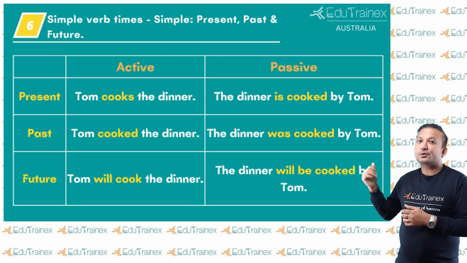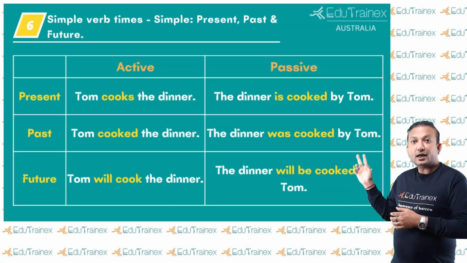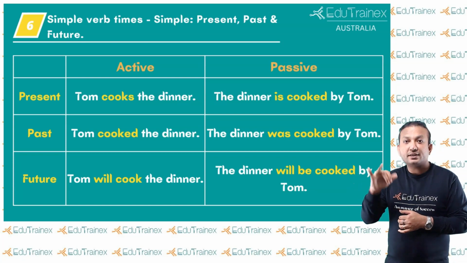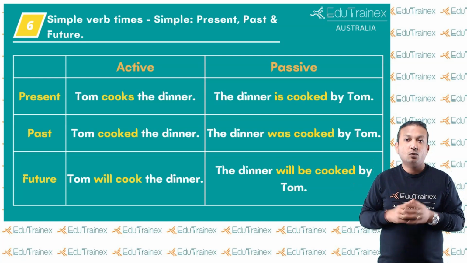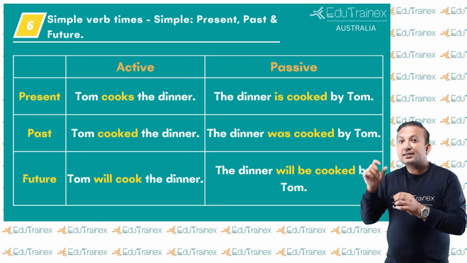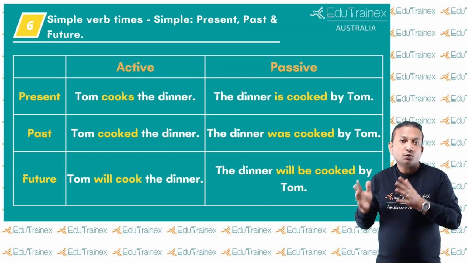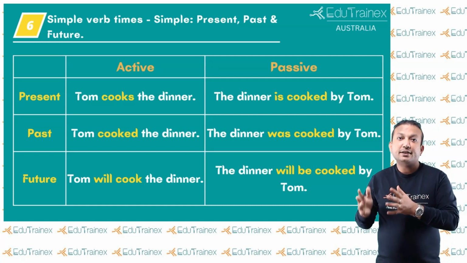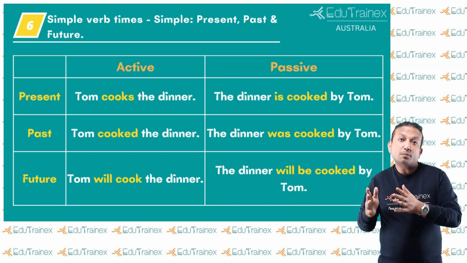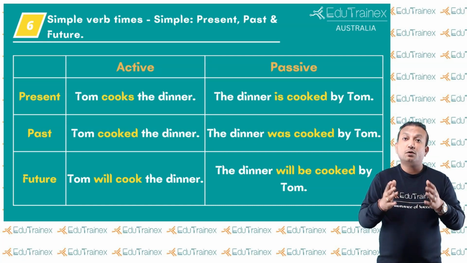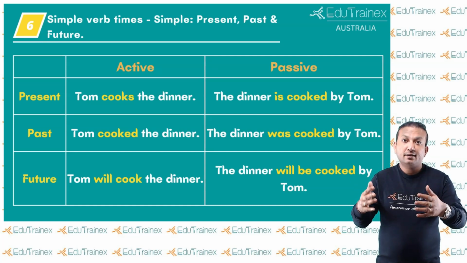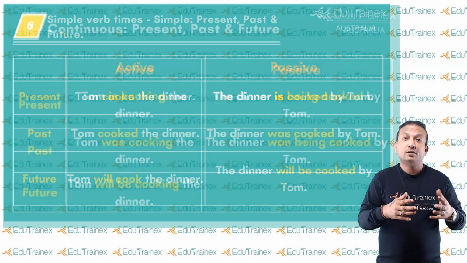Let's see some examples on the screen now. See how active and passive voice changes depending on past, present, and future tenses. Watch closely how every time in passive voice, simple past tense is used. Tom cooks the dinner, the dinner was cooked by Tom. So that's present. Now, Tom cooked the dinner, the dinner was cooked by Tom. It's past tense. Now, Tom will cook the dinner, the dinner will be cooked by Tom.